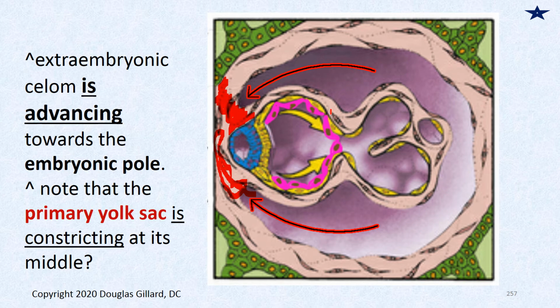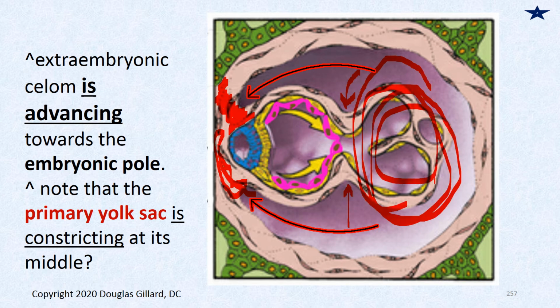All right, so the extraembryonic coelom is advancing. Note that the primary yolk sac is also constricting as the chorionic cavity grows. This is important. We'll talk about this in a second. Notice how it's pinching. It really wants to take over this whole space. It wants to get rid of this, and it's going to get rid of that in a little bit as we go here.